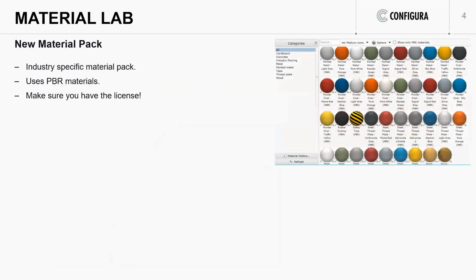Moving on, we have Material Lab. We've actually talked about targeting to release new PBR material packs for each industry. We have CI, we have kitchen and bath, we have material handling, but now we're rolling out a PBR material pack for the material handling industry. So this uses PBR materials. If you want to use it, please make sure you have the license for this PBR material pack.